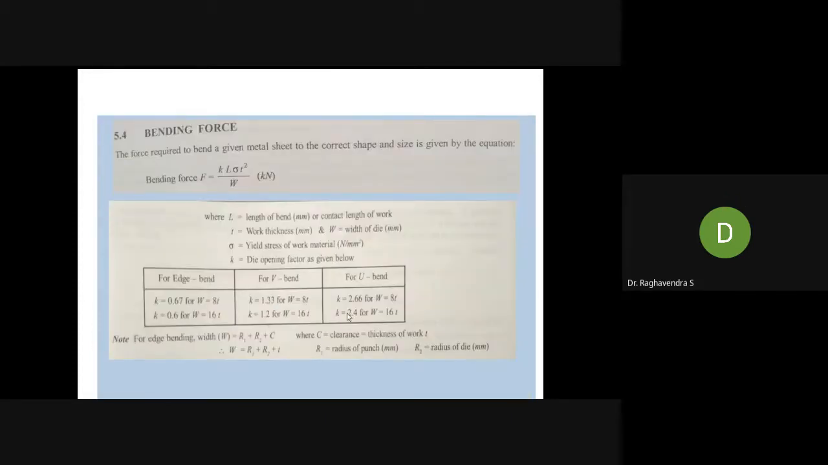As I told, it's a 45-degree bend. It's very clear that 45 degree is nothing but a V bend shape, V shape. If you bend any sheet metal or a sheet of paper for a 45-degree angle and keep it, which shape does it show? It shows V shape. That's the reason I chose this K value as 1.33, that is the die opening factor, and W value is equal to 8 times the T. Sometimes if it is given in the question, 8 times the metal thickness, fine. If not given, you should remember this point.